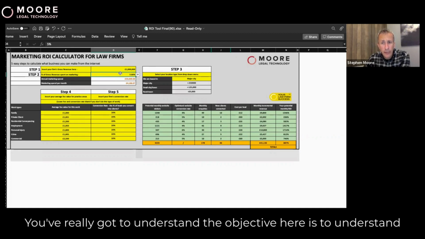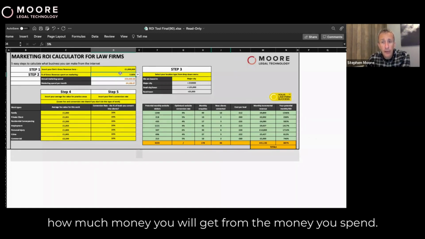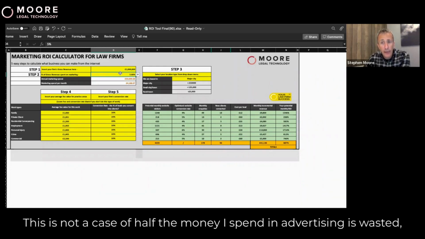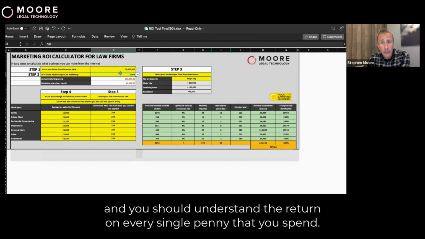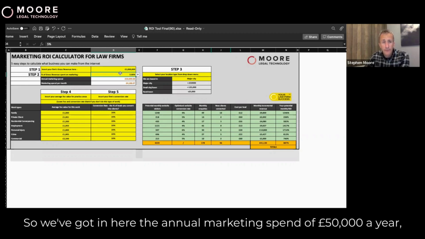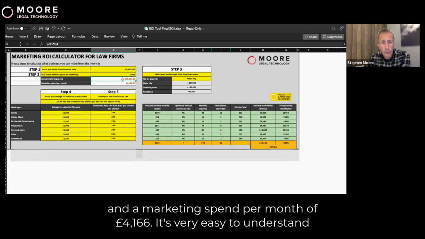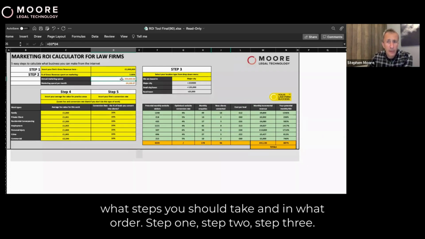You've really got to understand here, the objective is to understand how much money you will get from the money you spend. This is not a case of "half the money I spend in advertising is wasted, the problem is I don't know which half." This is eminently trackable, and you should understand the return on every single penny that you spend. So we've got in here the annual marketing spend of £50,000 a year and a marketing spend per month of £4,166.